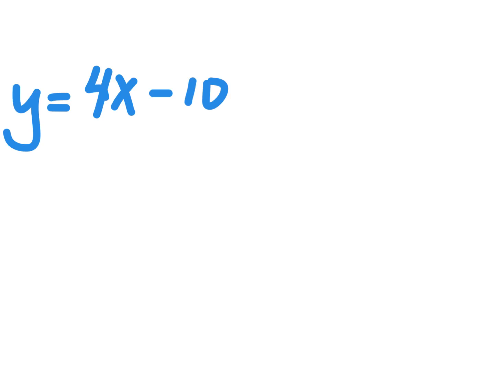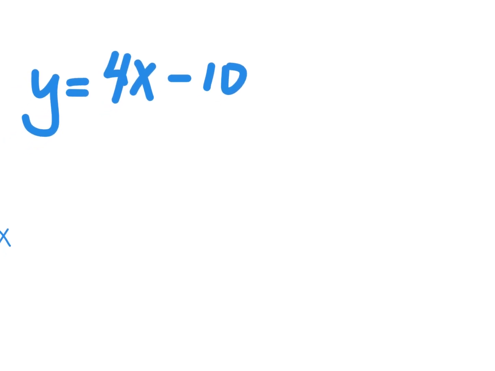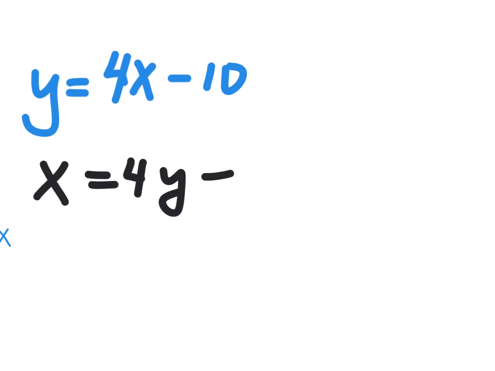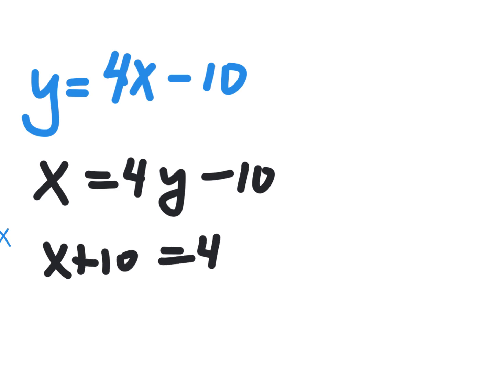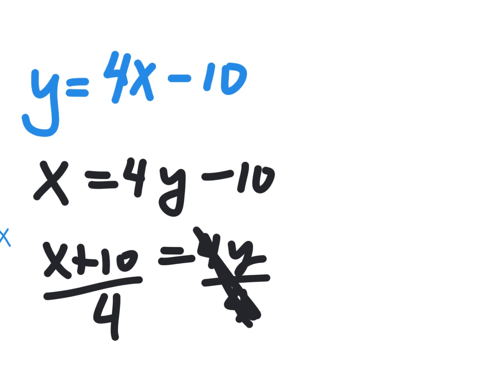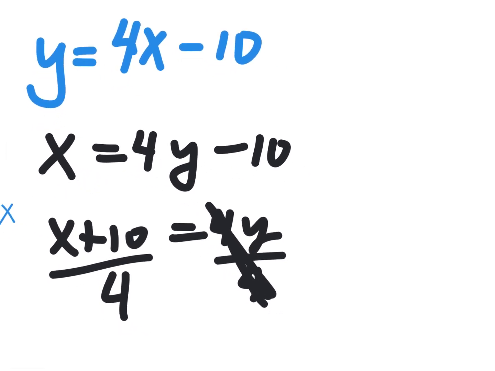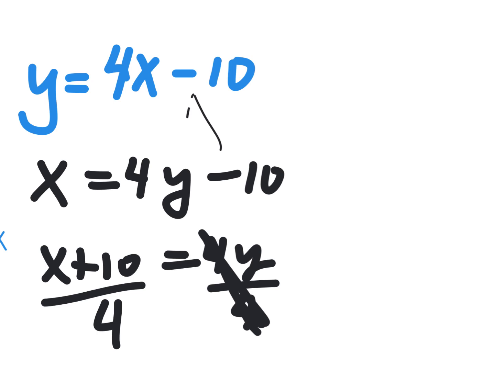All right, so this has an inverse. x equals 4y minus 10. Add 10 to both sides. Divide by 4. And that is your inverse. And if you just kind of look and say, oh, it's got minus 10, this is a plus 10. It's got times 4, this one has a divide 4. It'll sort of make sense, I hope.